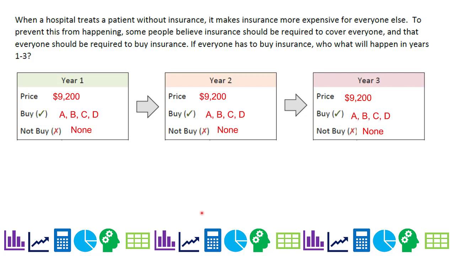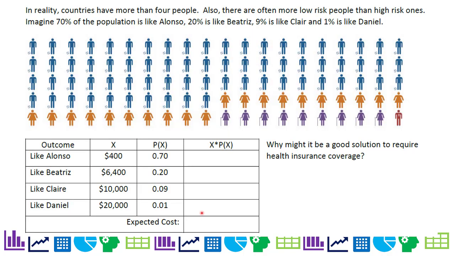All right. In reality, countries have more than 4 people, so this makes it a little easier. Our health costs are still not super low, but there's more low-risk people than there are high-risk ones. So if 70% of the population is like Alonso, 20% is like Beatriz, 9% is like Claire, and 1% is like Daniel, we can look at the payouts and their associated probabilities. So 400 times 0.7 is 280, 6,400 times 0.2 is 1280, 10,000 times 0.09 is 900, and then 20,000 times 0.01 is 200.